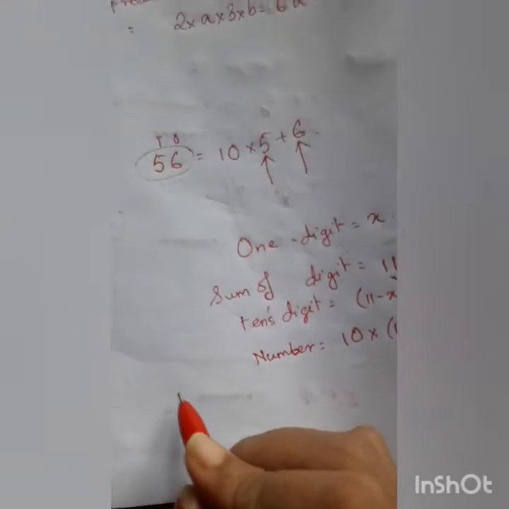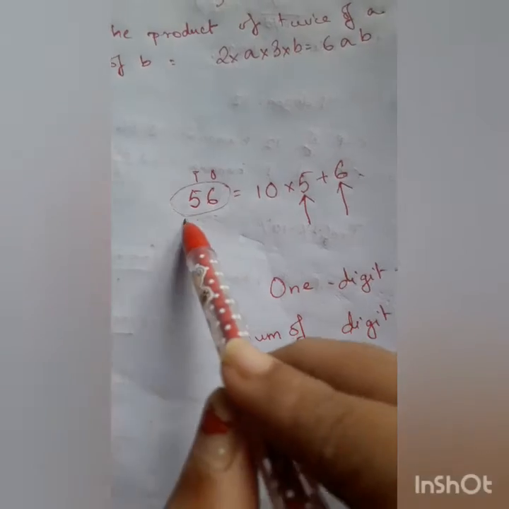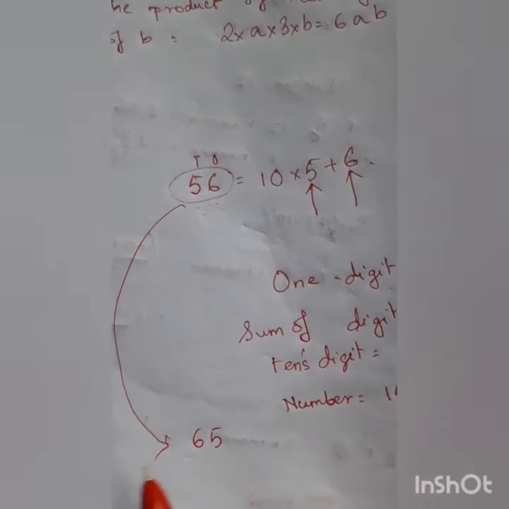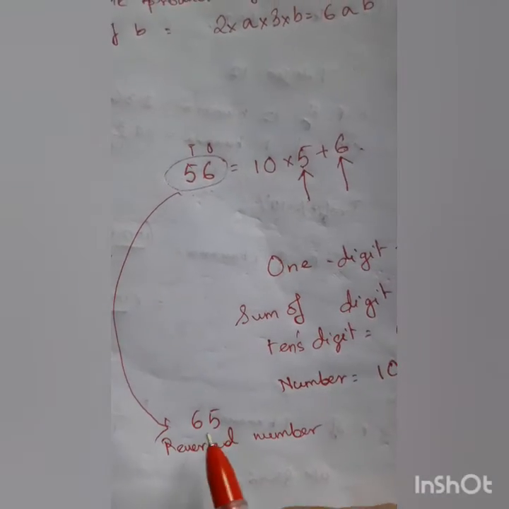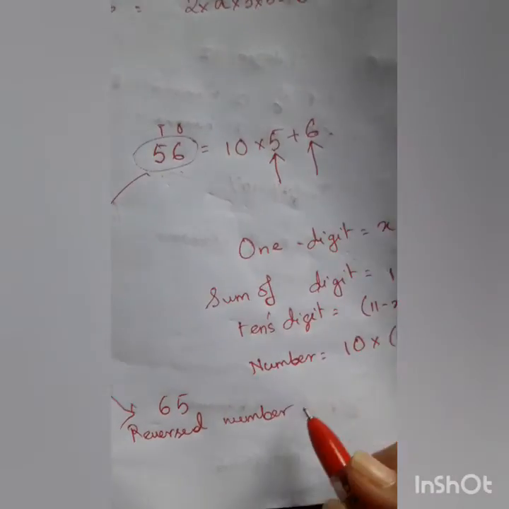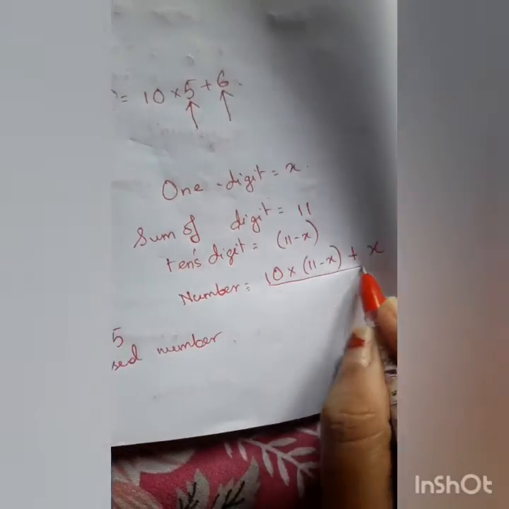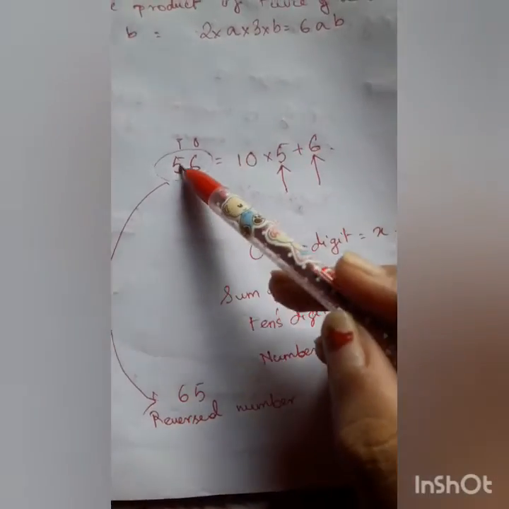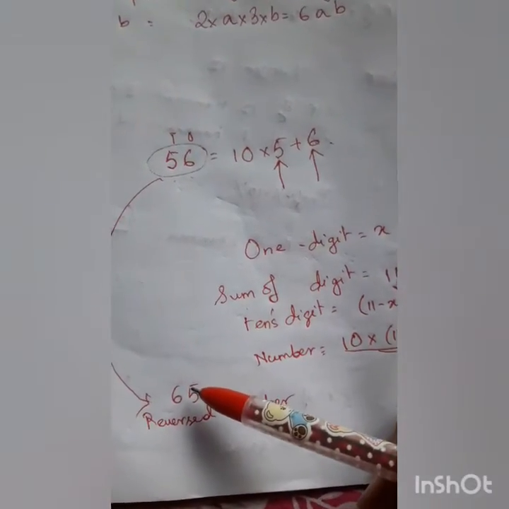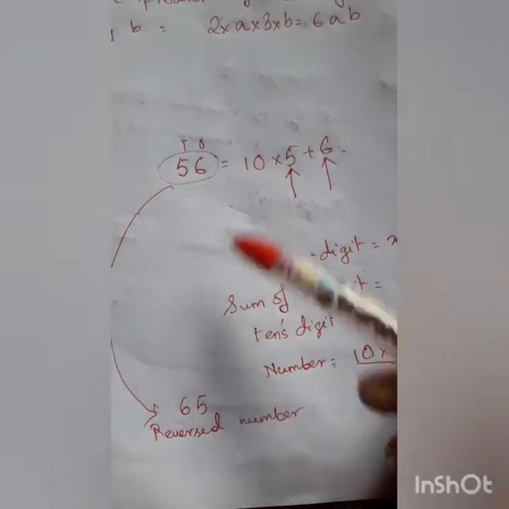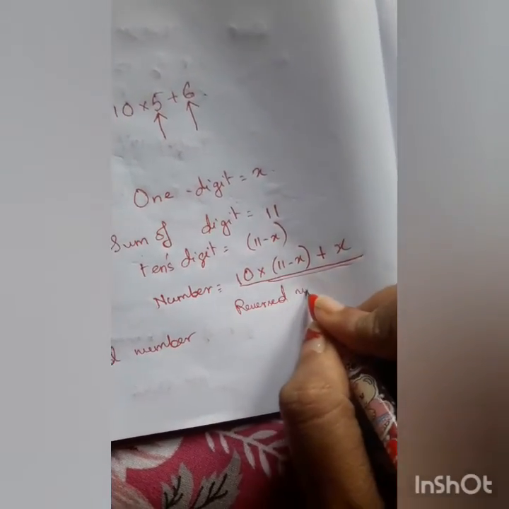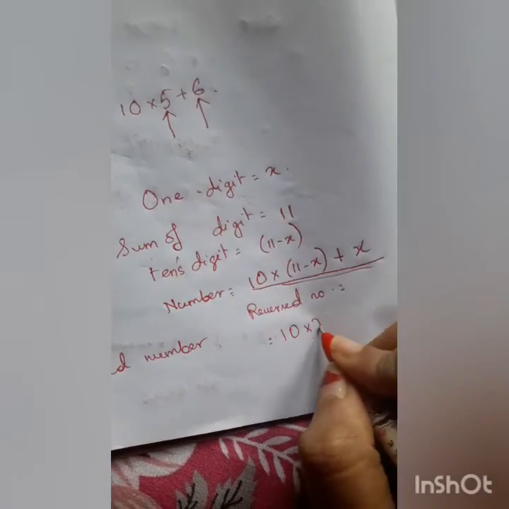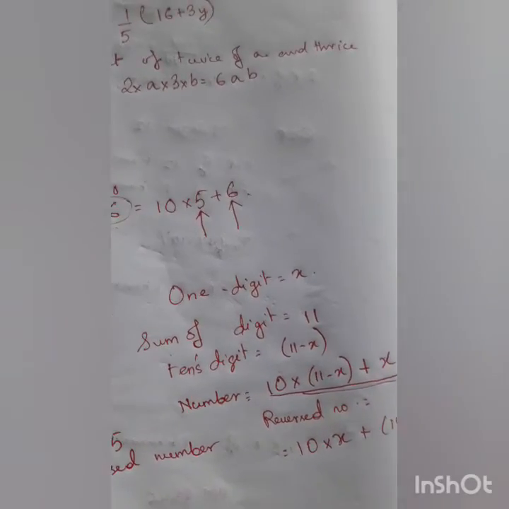Now if I reverse the digits, then it is going to become 65. 56 reversed will become 65. This is known as the reversed number. If I just reverse the digits, then I am going to get the reversed number. In a similar manner, if this number I reverse, see what is happening? Tens digit is coming in ones place, so it became 5 over here in ones, and ones digit will go to tens place, so it became 6 over here. So similarly, the reversed number will be 10 into x plus (11 minus x). Alright, so this is my reversed number.